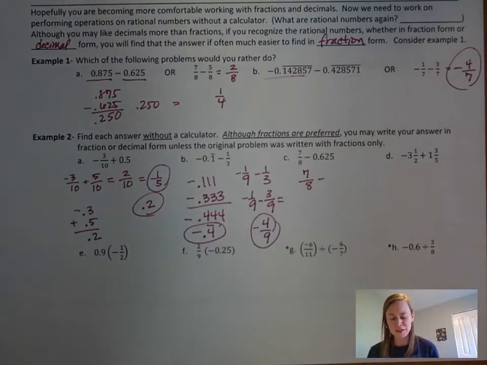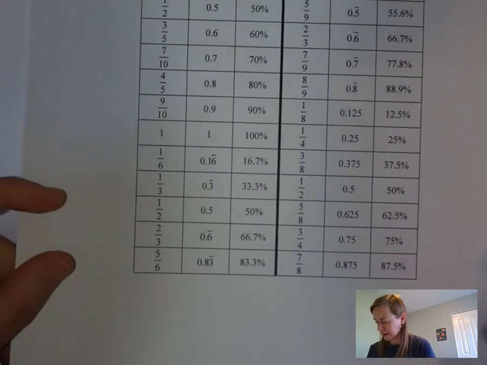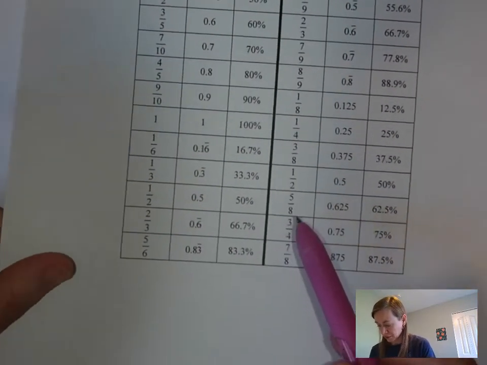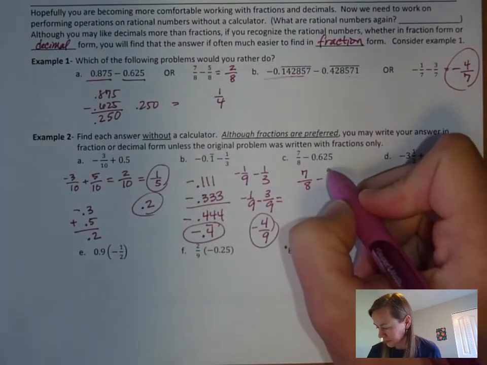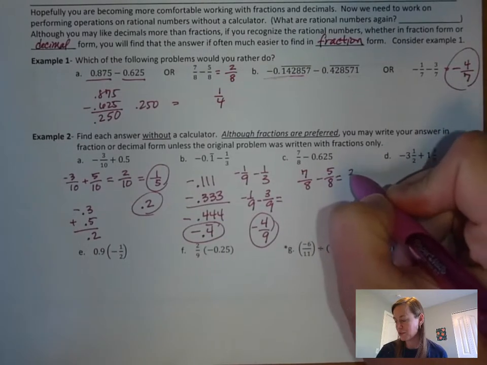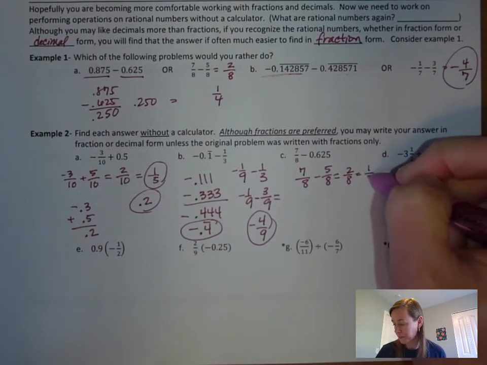All right, so I have the chart that I was talking about, and I'm looking for 0.625. So on here, 0.625 is written as 5/8, so that's what we're going to use. Minus 5/8. Oh, that's not bad at all. 7 minus 5 gives us 2, and so that's 2/8, which is the same thing as 1/4.